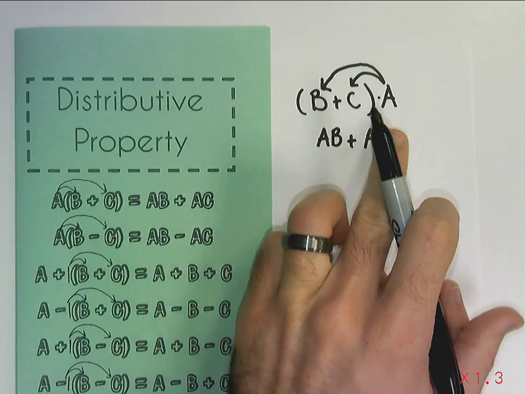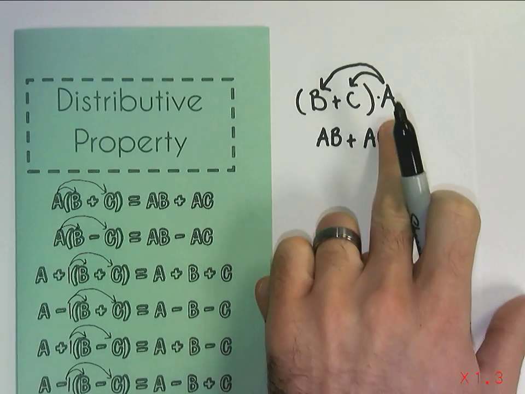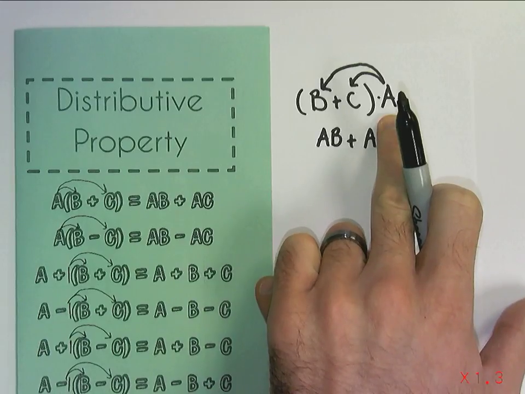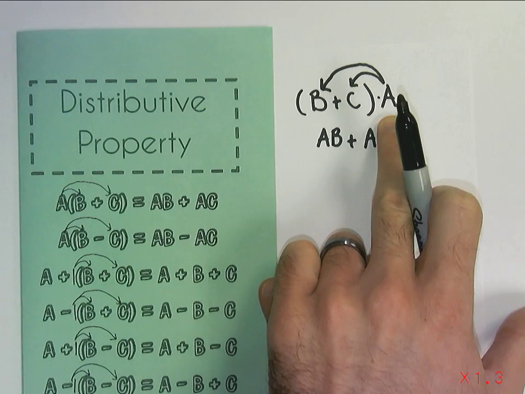It's the same thing. So just because this variable or this number or whatever's on the outside here is on the right-hand side doesn't mean that it's a different process. You're still doing the distributive property. It just looks a little different.